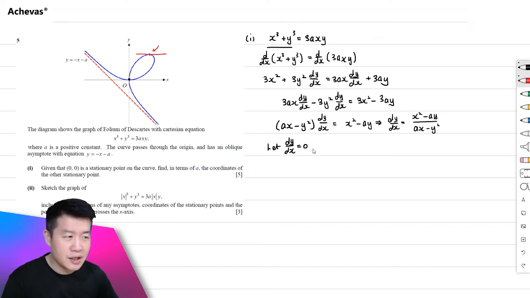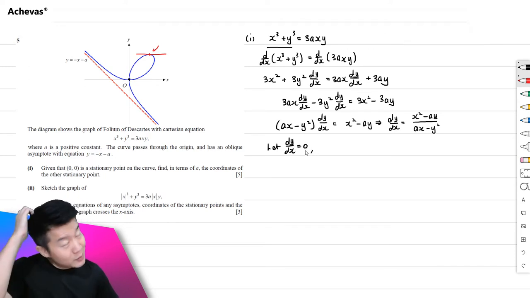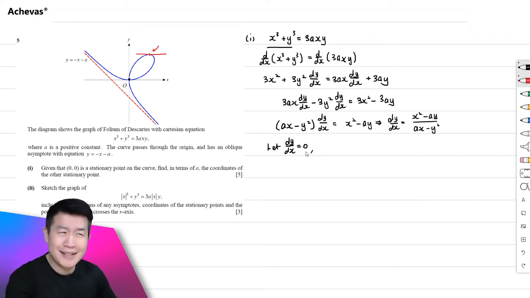Strange. It just suddenly occurred to me that we have done this dy/dx equals 0 for this. Is this the third time or fourth time in the last 5 questions? I guess for some reason they really favor stationary points in the first part of the paper.